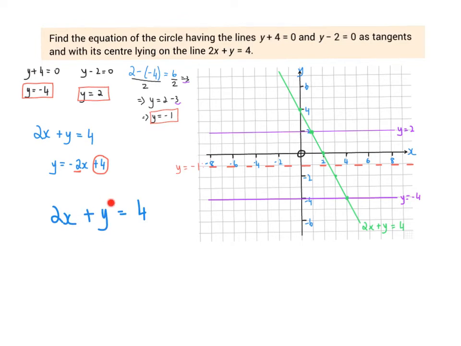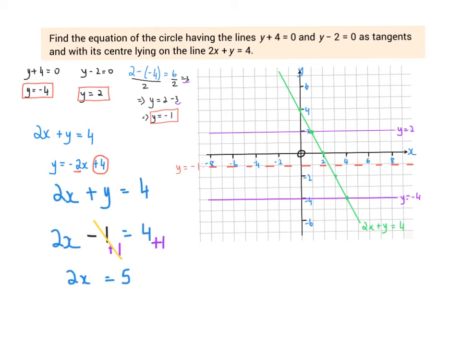So here we have the equation of our line, and it intersects at y equal to minus 1. So I am going to substitute minus 1 for y here. So we have 2x plus y, so that's plus minus 1, which is minus 1, is equal to 4. And then tidying up to solve for x, plus 1 on both sides, and we have 2x is equal to 5. And so x is going to be equal to 5 over 2, which means our centre is equal to 5 over 2, comma, minus 1.